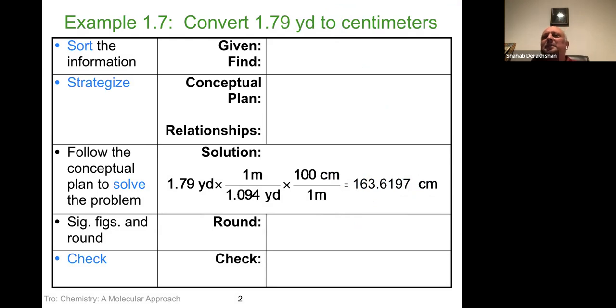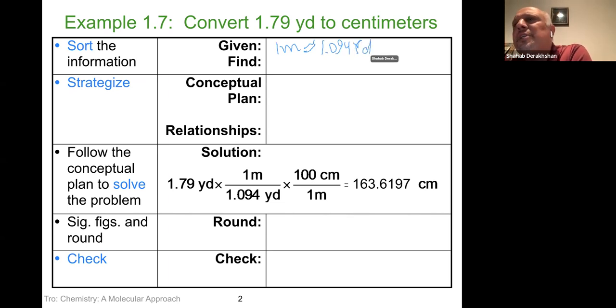The example I have is that I want to convert 1.79 yard to centimeters. So we remember that we need to use our tools. The tools, I either know them or they are given to me. One of the tools that I have been given is that 1 meter is equivalent to 1.094 yard.